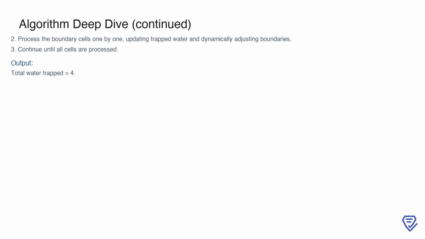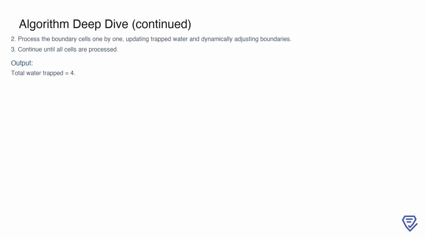As we process the boundary cells one by one, we calculate the trapped water for each unvisited neighbor and dynamically adjust the boundaries to reflect the updated heights. This continues until every cell in the grid has been processed. In this example, the algorithm determines that the total water trapped is 4. This step-by-step approach, combined with the use of a priority queue and boundary-first search, ensures that the solution is both correct and efficient.